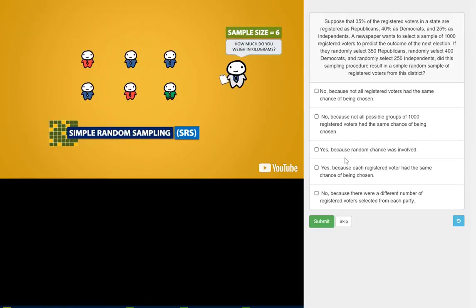Here is the second question. Students traditionally have trouble understanding the complete definition of SRS, and that's why I included this question.